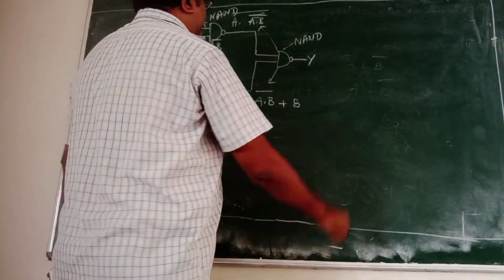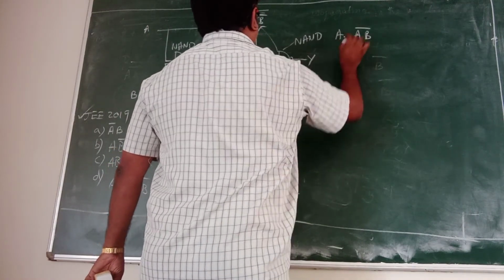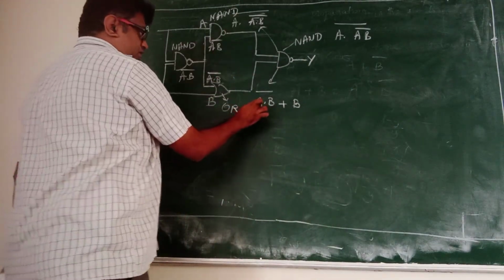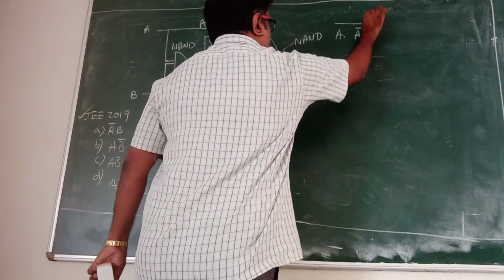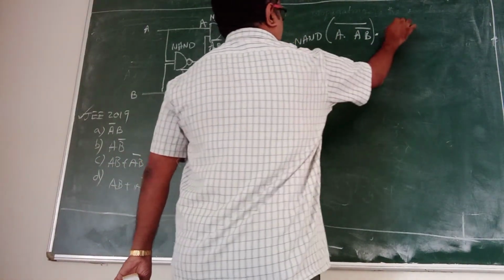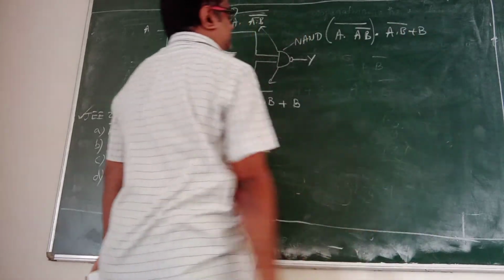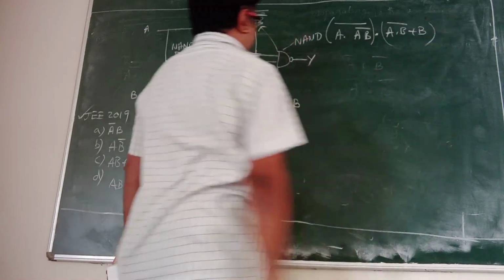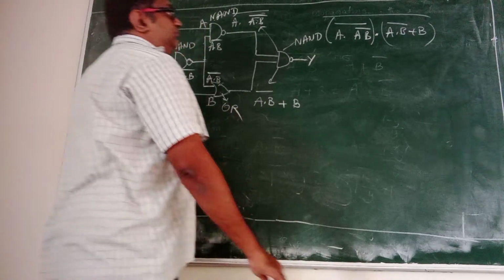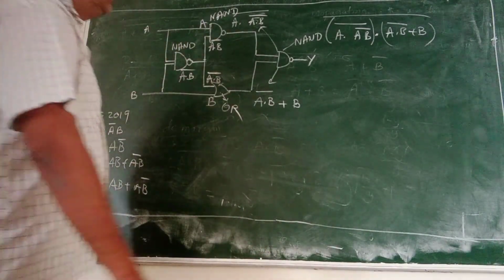You are going to get A dot B bar whole bar. Okay, this is the first signal, dot, this is the second signal, dot, I will put a bracket here, A dot B whole bar plus B. This is the second one, right? But because this is passing through a NAND gate, you have to put a bar on top. So now we have to solve this using the Boolean algebra.